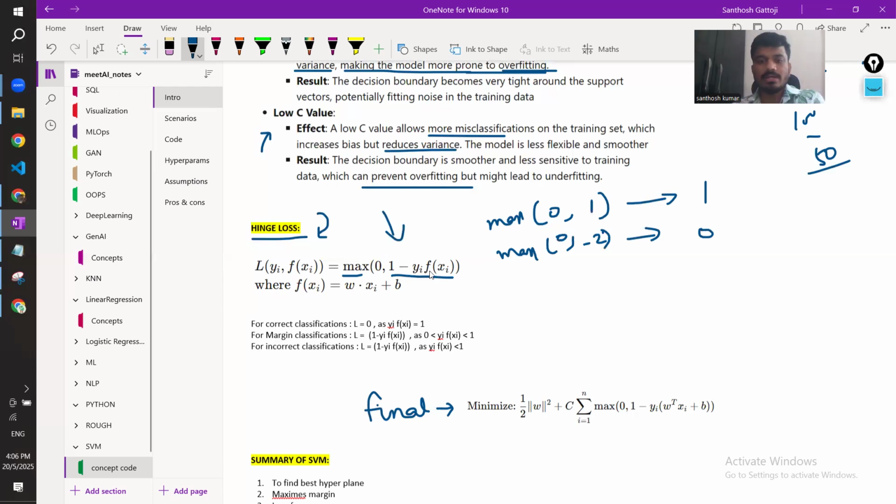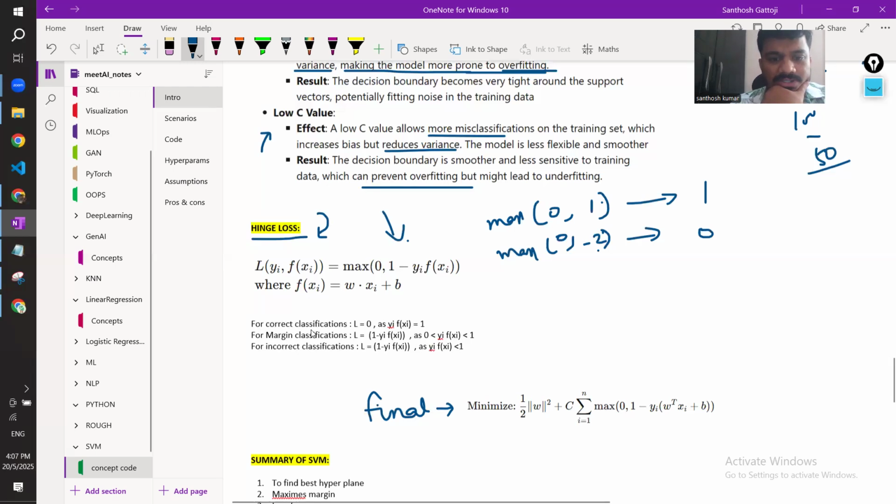Now we'll see how we get these values. For correct classification, this is 0, 1 minus yi f of xi. So if we find out this yi f of xi, then you do 1 minus that value, and you can calculate the maximum between 0 and that value.